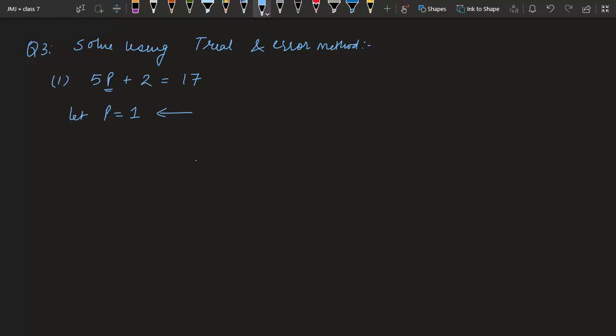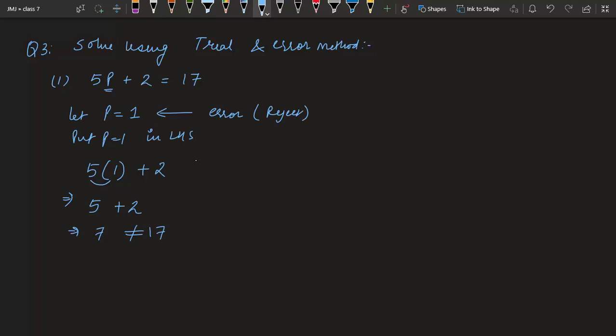So let's see. If I take p equal to 1, so let's verify, put p equal to 1 in the left hand side. If we get 17, that means we are correct. So 5 bracket 1 plus 2. So 5 bracket 1 means 5 into 1. So 5 into 1 is 5 only plus 2, and when you solve you get 7, which is not equal to 17. So this was an error. So we reject this value.